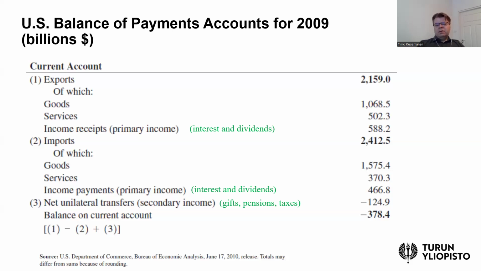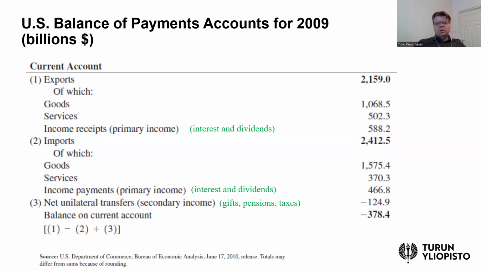And the balance of the current account is then calculated as the exports, item number 1, minus imports, item number 2, plus the net unilateral transfers, which is a smaller of these items. And in the year 2009, the balance of the current account was minus 378 billion US dollars. So there was a current account deficit in that year.